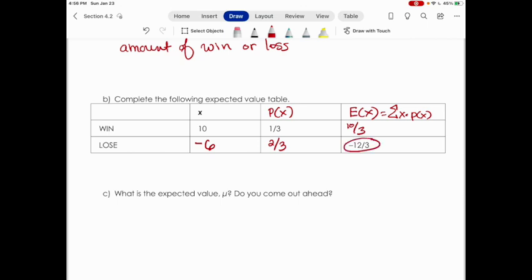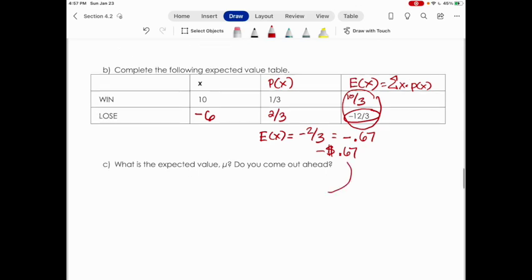So if I take 10 times 1/3, that gives me 10 over 3. And if I take 6 times 2/3, that gives me negative 12 thirds. Some of this table was already filled in for us, which is nice. And now I have to add this column to find our expected value. So if I take 10 thirds and add negative 12 thirds, I get that our expected value is negative 2 thirds. In decimal value, this is about 0.67. So we're going to lose about 67 cents.